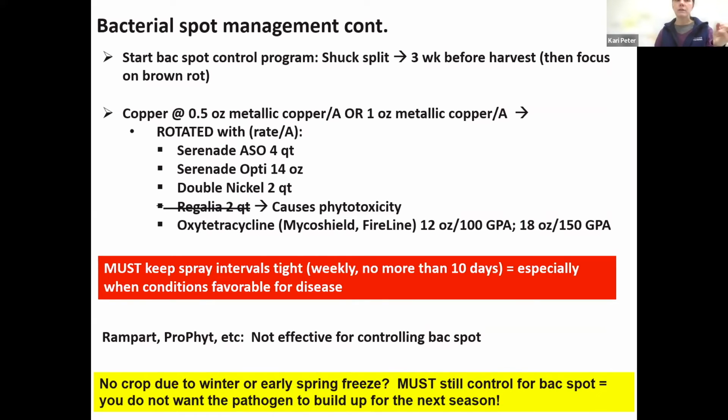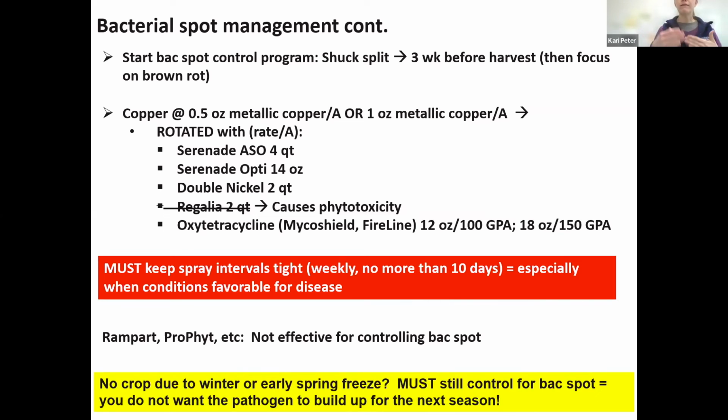So copper, you can use it at the 0.5 ounce metallic copper rate or the 1 ounce metallic copper rate, so 0.5% or the 1% rate, and rotate it with other products. If you're really concerned about copper load and copper injury, and also if it's really wet conditions during that time, you want to be minimizing copper usage. I've seen very good luck with Serenade ASO at 4 quarts to the acre, or Serenade Opti at 14 ounces to the acre, or Double Nickel at 2 quarts to the acre, rotating with copper and also oxytetracycline.